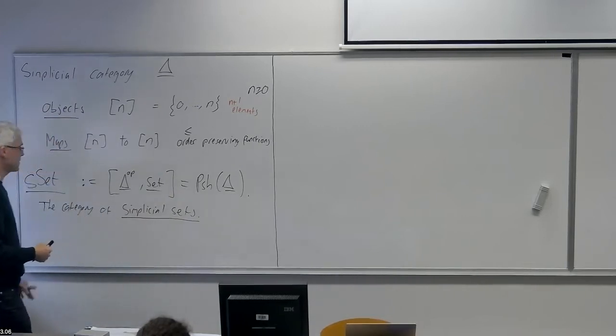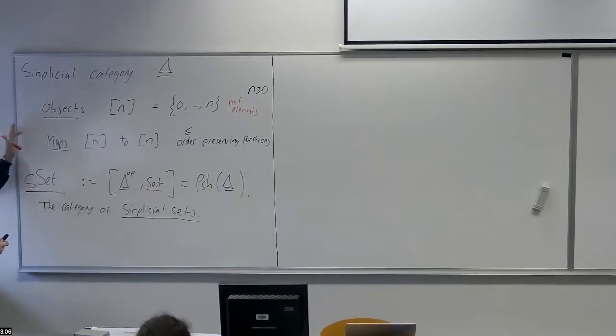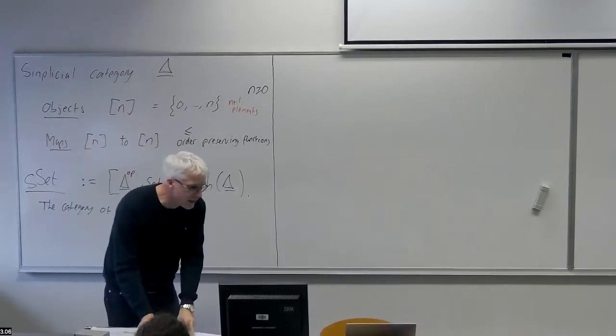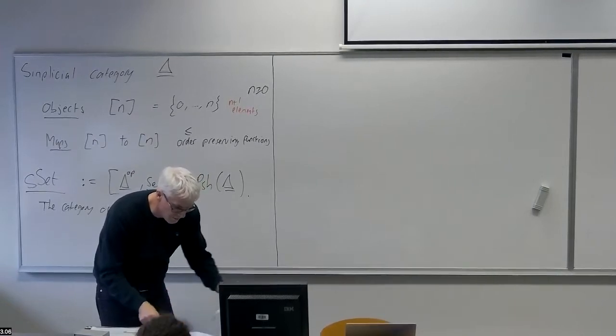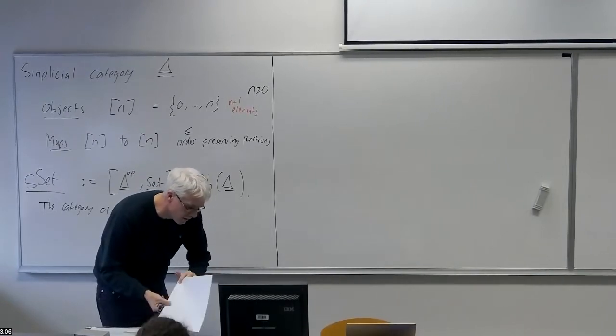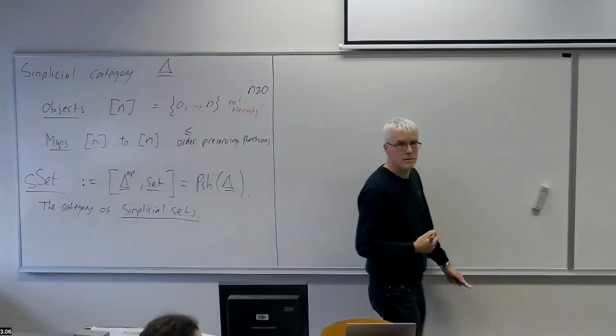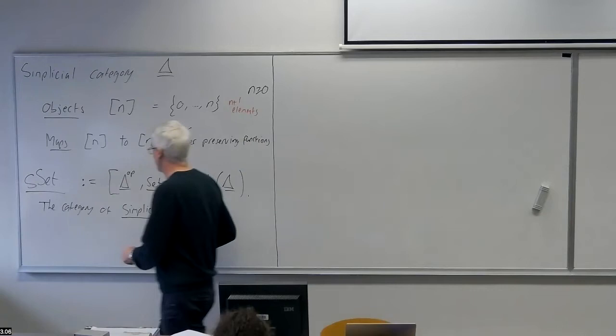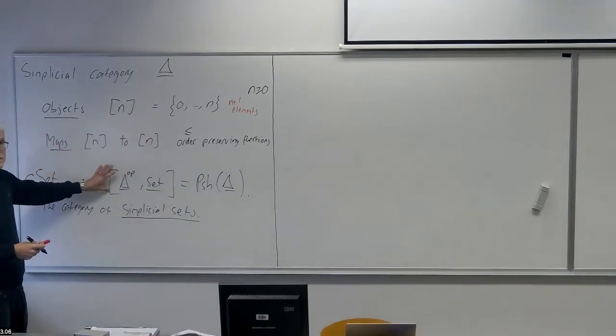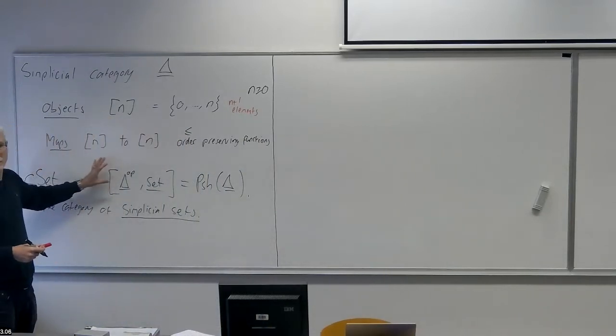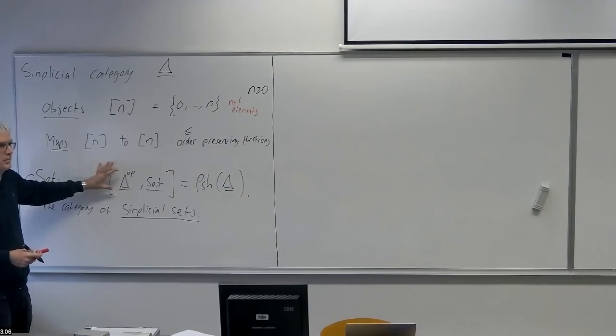Okay, but just from this definition, it doesn't look like it's got anything to do with simplices. So let's make a connection with simplices. Firstly, we want to look at objects of this category. It's a presheaf category, so we've got some canonical objects, namely the representable presheaves. So let's look at the representable presheaves.